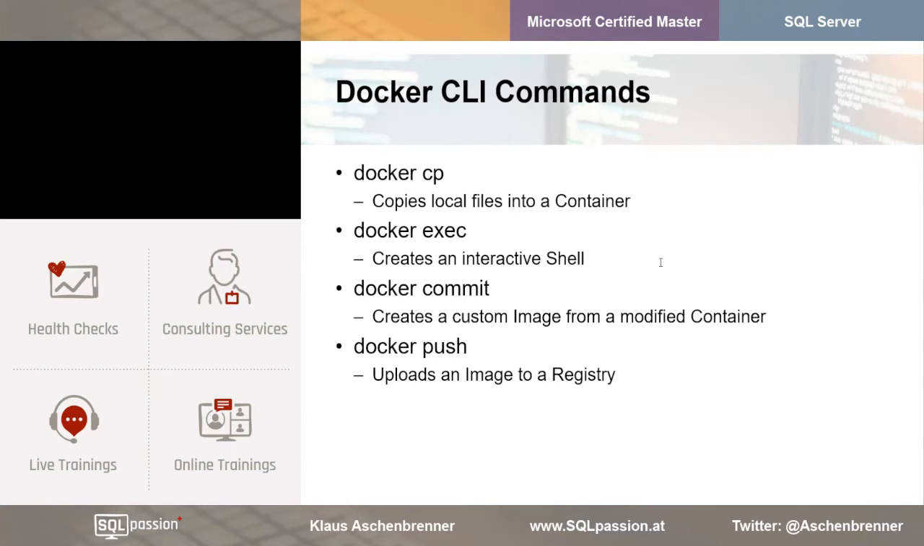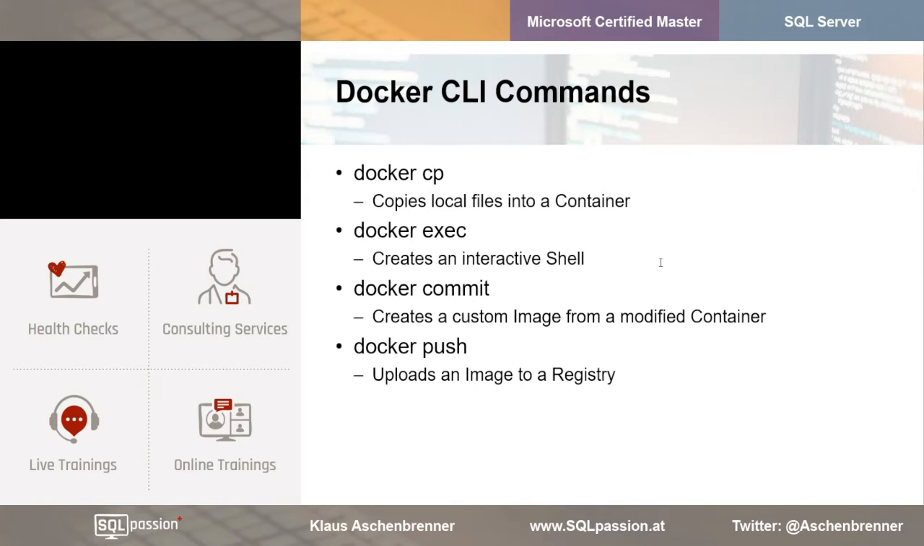With the Docker copy command, you can copy a locally stored file into a Docker container. Imagine you have an up and running SQL Server Docker container and you want to restore a database backup. You have to have that database backup inside the Docker container. So you can copy that locally stored backup from your host environment with the docker cp command into the Docker container. With the docker exec command, you can start an interactive shell.